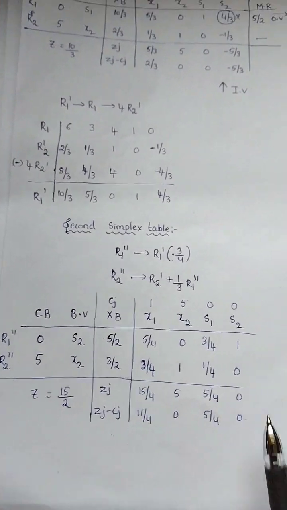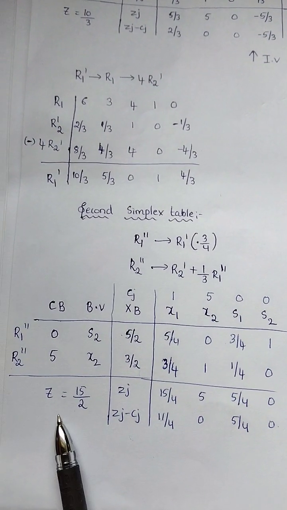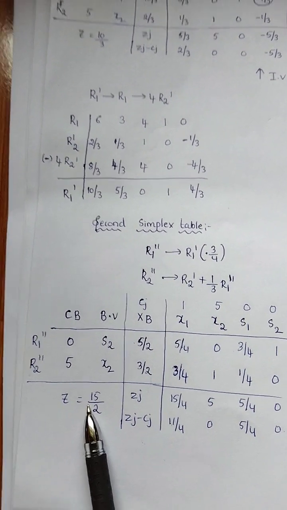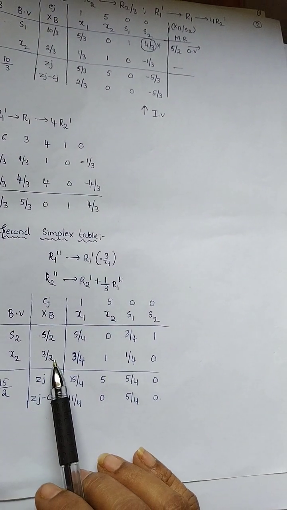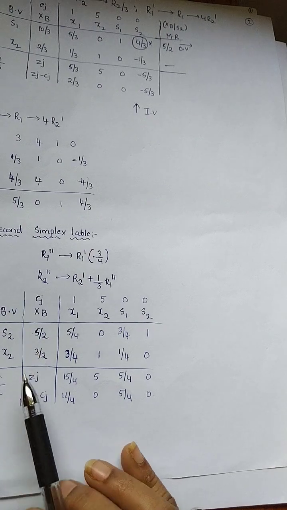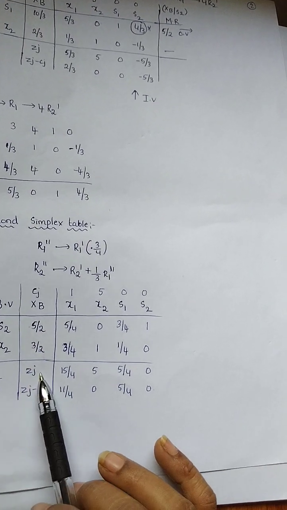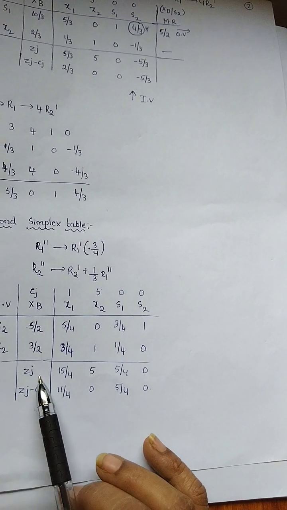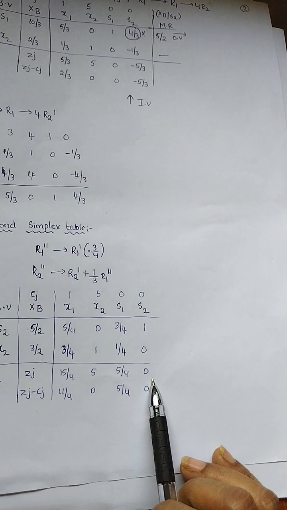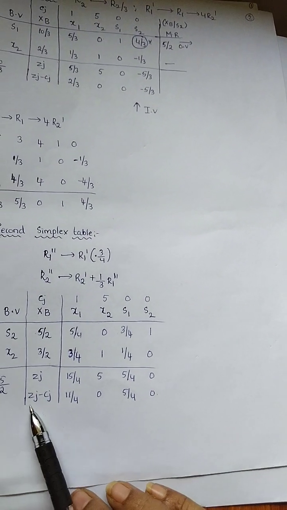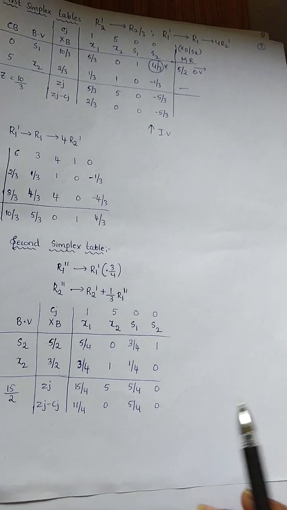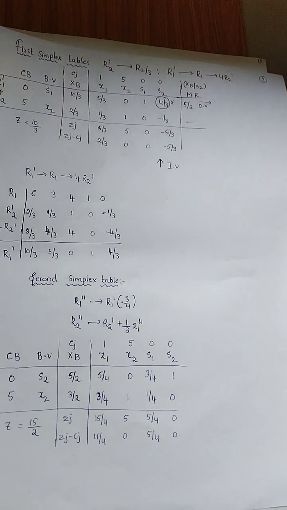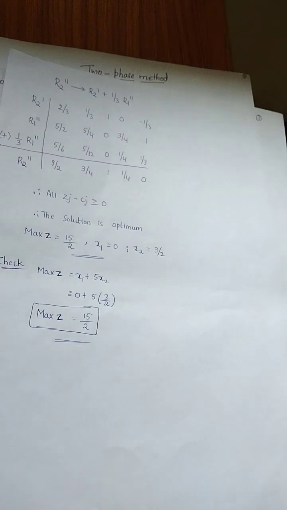Again, you have to check the value of z, where z is equal to the formula summation CBXB. Summation CBXB means 5 by 2 into 0 plus, sorry, 5 into 3 by 2. You have got 15 by 2. Zj, you are going to get all the values of Zj as positive only, and Zj minus Cj is also positive. So whatever we have done, that is correct.